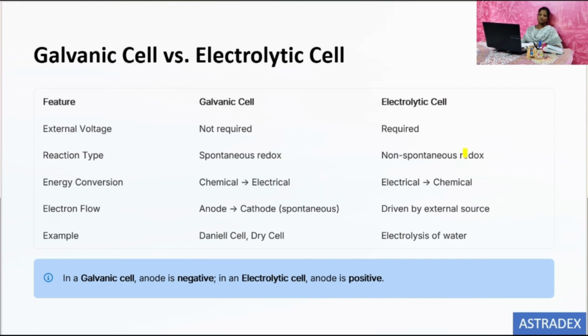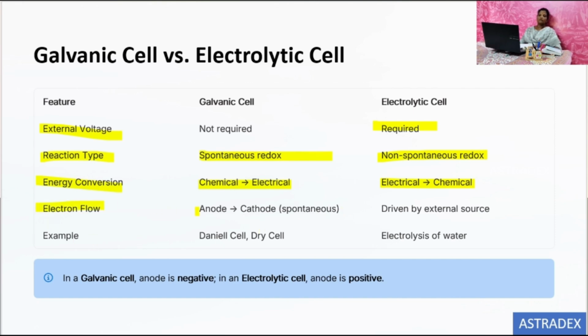So this is a small difference between the galvanic cell and the electrolytic cell. External voltage is not required for the galvanic cell because it provides the voltage for us, but the electrolytic cell requires external voltage. Coming to reaction type, the galvanic cell is spontaneous; it takes place by its own. Whereas in the electrolytic cell we have to supply energy, so it is non-spontaneous. And the energy conversion: when chemical energy is converted to electrical energy, it is an electrochemical cell. When electrical energy is converted to chemical energy, it is an electrolytic cell.